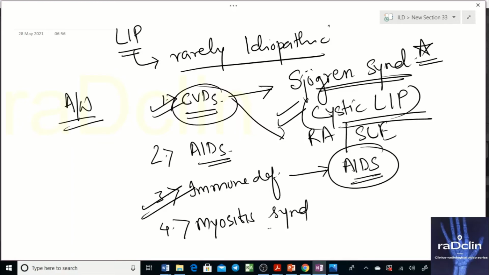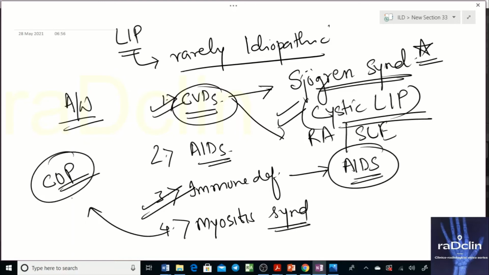Now, myositis syndrome patients also have one more important thing that I didn't tell before. That was chronic organizing pneumonia. They can have this also. Chronic organizing pneumonia. Okay, myositis syndromes. And typically, what else could it be?